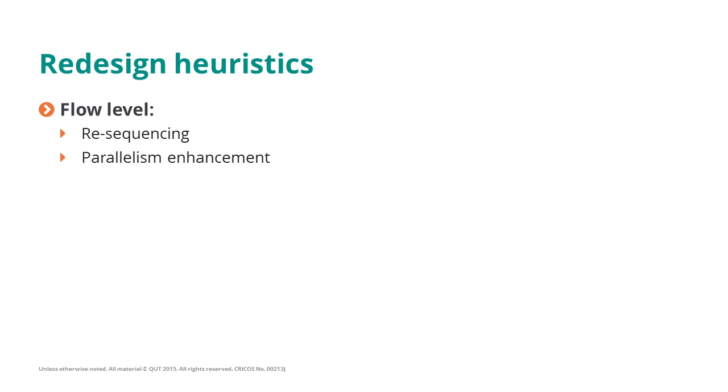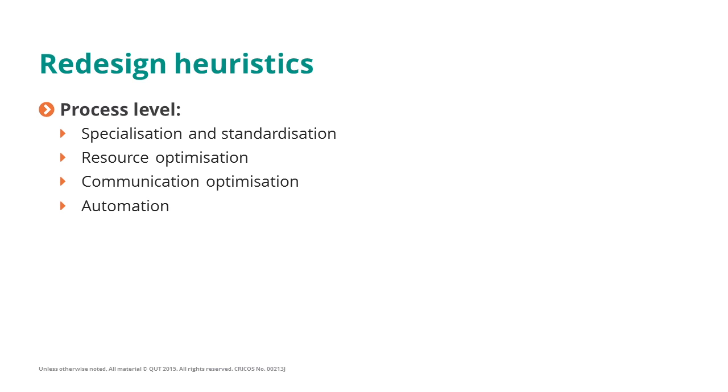And we have at the third level process level heuristics. This includes being able to perform the process in a more specialized or in a more general way depending on the requirements, optimizing the resources and the resource allocation in the process, optimizing the communication between the process workers, but more importantly between the process workers and the customer, and finally automating the process.